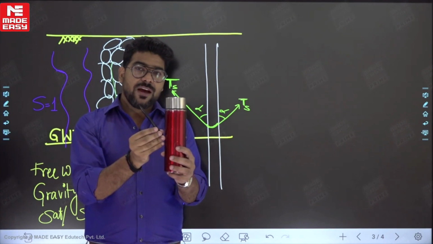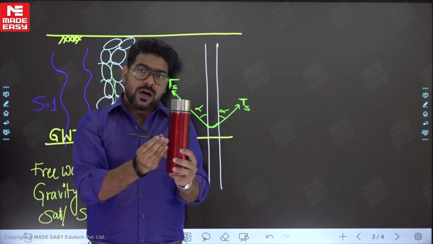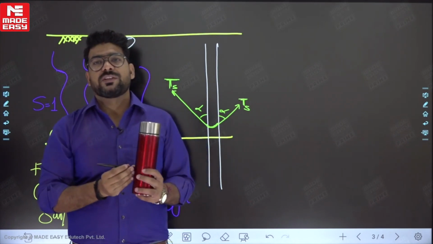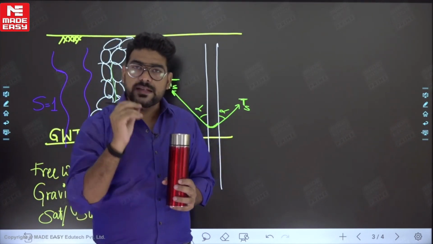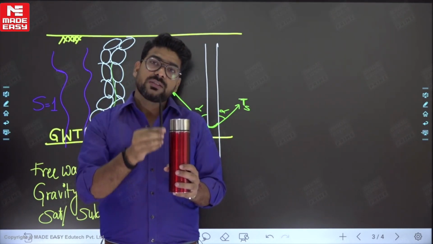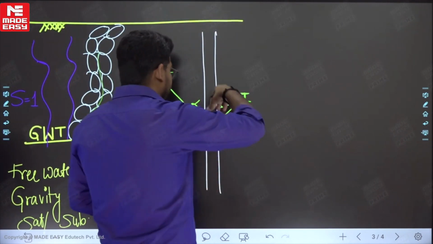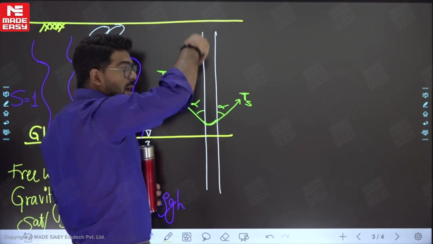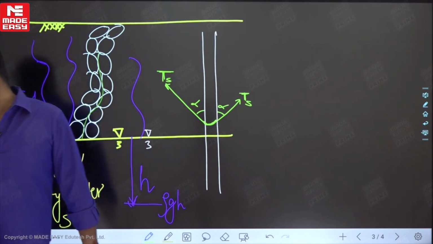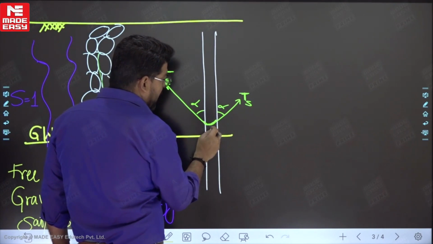Now this tension has two components. One is T cos alpha and another one is T sin alpha. You can see that this T sin alpha will act in all directions, and when it acts in all directions, this T sin alpha will be cancelled out. But the upward component of Ts, which is T cos alpha, is acting in the upward direction. So actually this tension is pulling this water against gravity in the upward direction. Am I right? So now you can see that an upward force is acting, and that's why water will rise.